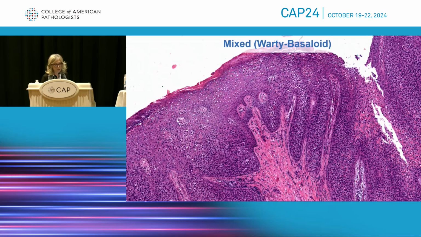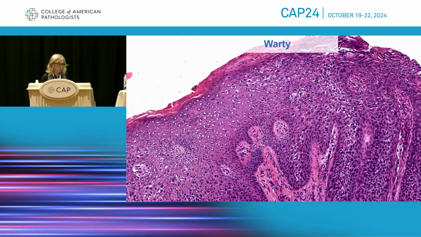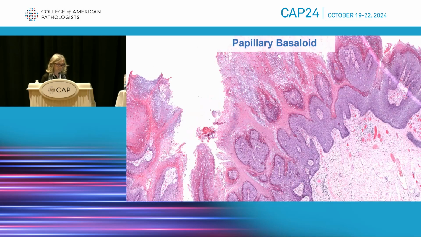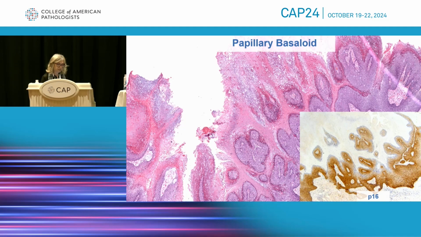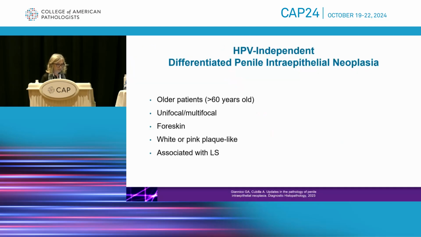And then you can have this mixed lesion, where you can see this is a warty basaloid lesion where you have once again P16 positive, and you have a warty component at the surface with this koilocytic atypia and a basaloid component at the base. And this is another variant of mixed where the two lesions are not overlapping, but they are actually spatially separate in the specimen, where you can see that there is a papillary basaloid component here that is HPV positive, and then there is a warty basaloid component next door that is also HPV positive.